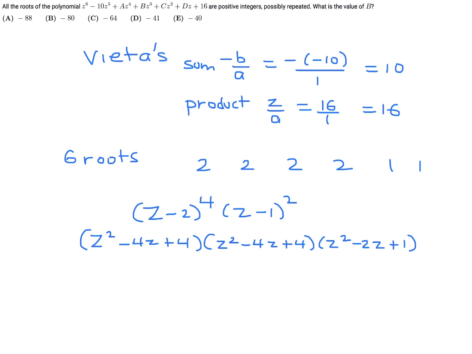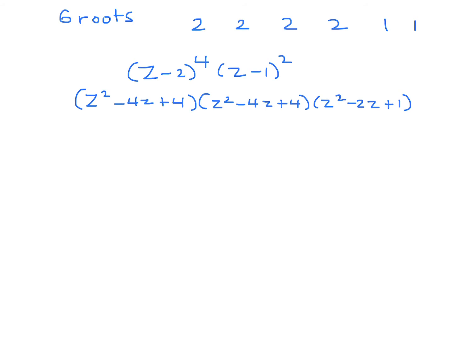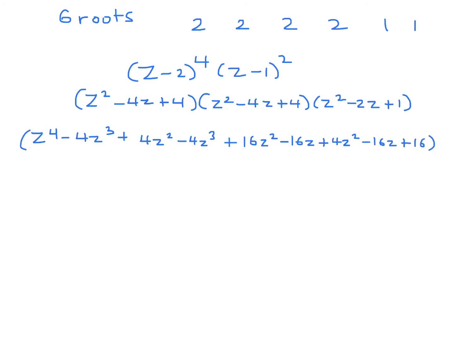Okay. Now, let's expand this out. Z to the power of 4 minus 4z cubed plus 4z squared minus 4z cubed plus 16z squared minus 16z plus 4z squared minus 16z plus 16. And of course we got this z squared minus 2z plus 1. Collecting like terms, we get z to the power of 4 minus 8z cubed plus 24z squared minus 32z plus 16, and that part stays the same.